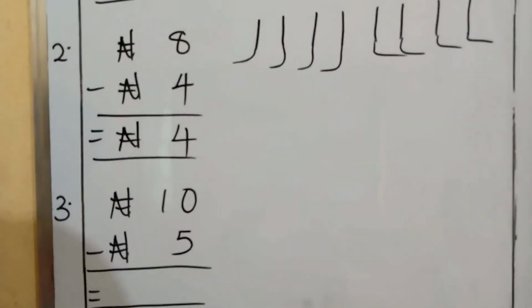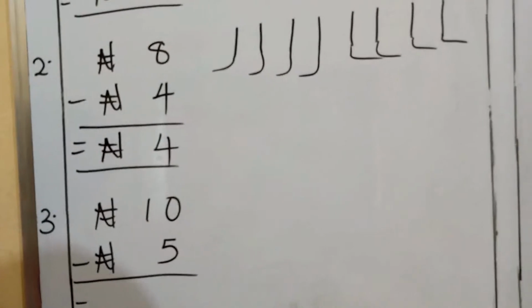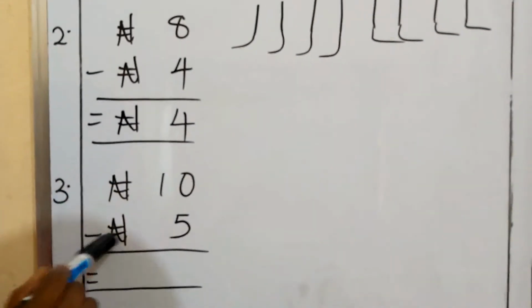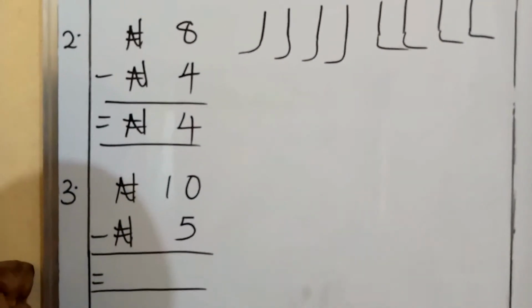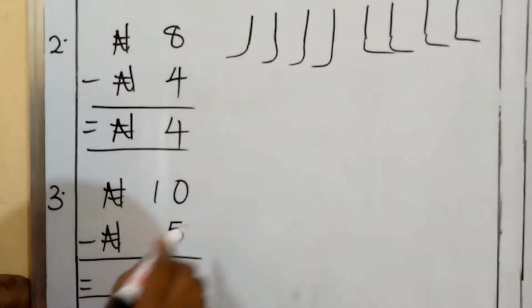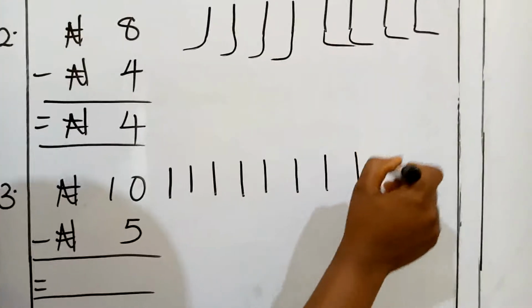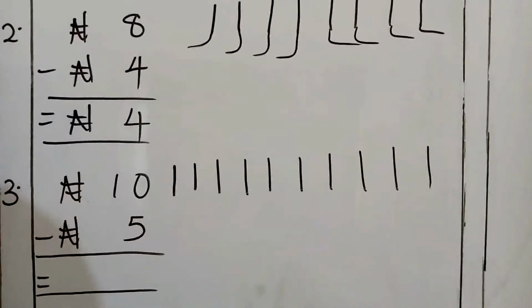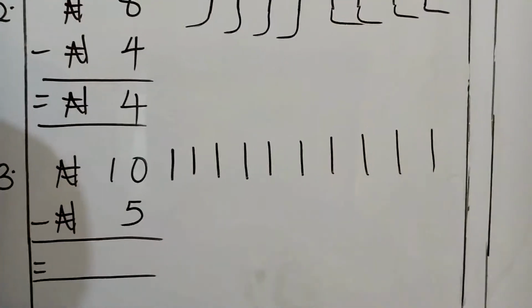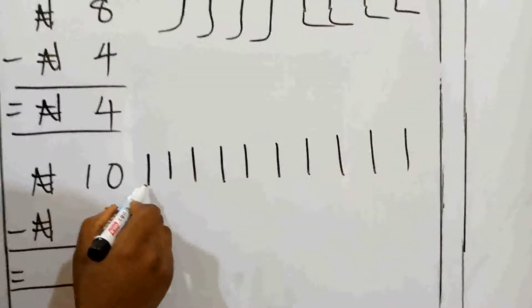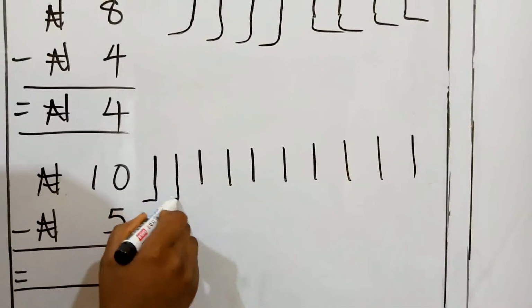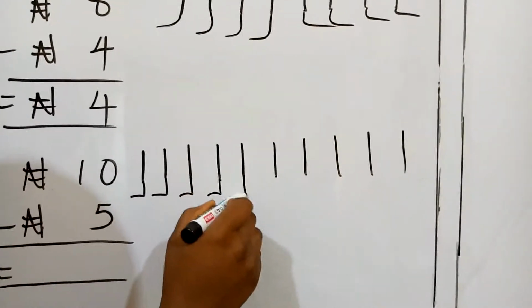Number 3 here says 10 Naira, take away 5 Naira. What should I do? I should count 10: 1, 2, 3, 4, 5, 6, 7, 8, 9, 10. I've counted 10, so what should I do again? I should take away 5 to my left hand: 1, 2, 3, 4, 5.